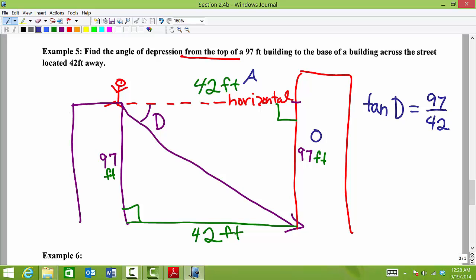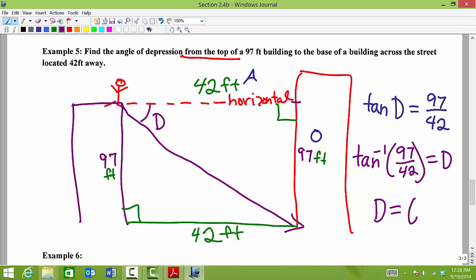Now I would like to solve for the angle. And we remember that if I want to solve for the angle, then I'm going to have to use my inverse function. So we're going to type into our calculator tangent inverse. We're going to feed it the function value, and it will spit out for us the angle. We're going to round to the nearest whole degree. So I get D is equal to 66.6 degrees, but I'm going to round to the nearest whole degree. So we're going to say that the angle of depression is 67 degrees.